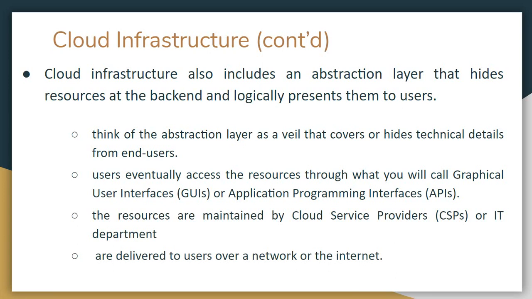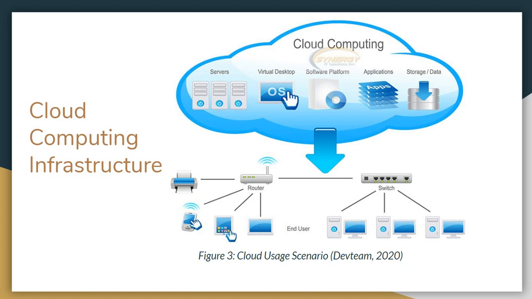And then these services are delivered to users over a network or the internet. So the internet provides a connection or a channel through which you can access the resources. Now, this is how a cloud computing infrastructure looks.